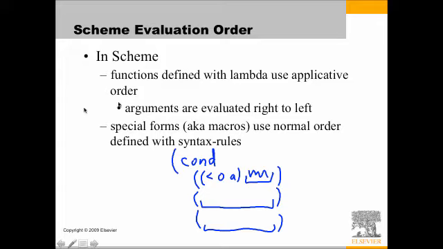Another thing you need to be careful about in Scheme is that arguments are evaluated right to left, not left to right as you might expect. This should not be an issue because you're not supposed to be using side effects in your code. And as long as you're not using side effects, it doesn't matter what order the arguments are evaluated in.